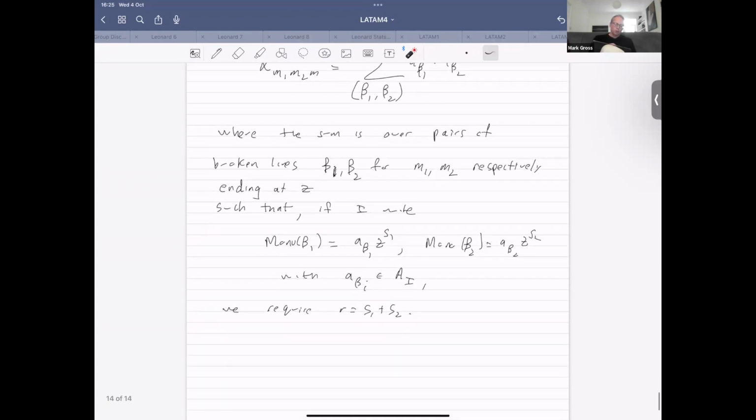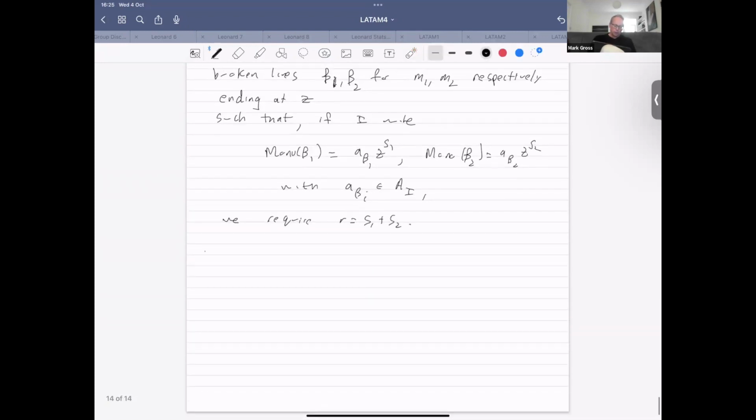Okay, so let me give you the proof. It's probably the only proof I'll do in this course. Expand theta m1 z times theta m2 z, and look at terms of the form a z to the r. So here z is this point.